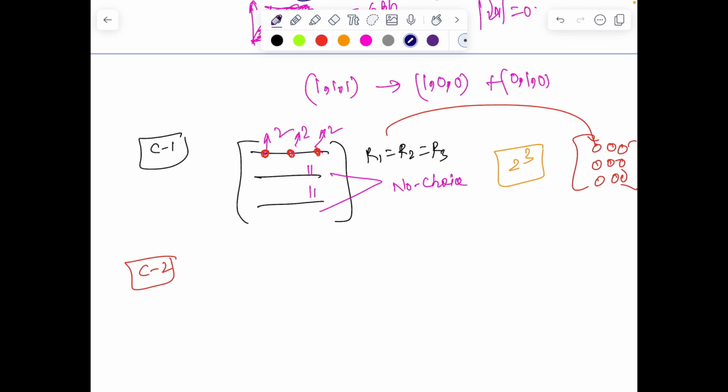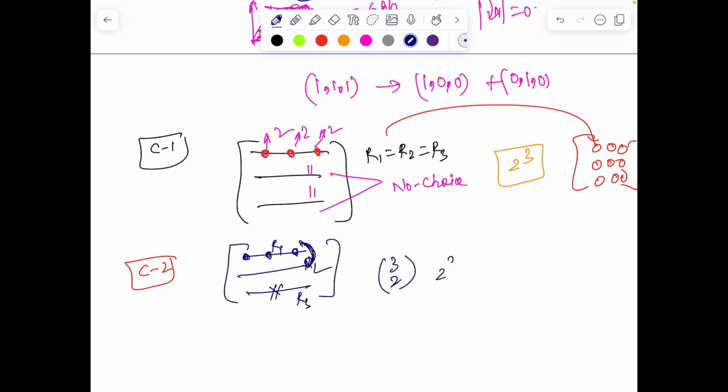Let's move to the second case, when two of them are equal. So let's say when row 1 and row 2 are equal and the third is not equal. Either of them. Under this condition, first I have to select which 2 are equal. So 3C2, whether R1 R2 or R2 R3 or R1 R3. Now once I have selected, let's say R1 R2 is equal. So how many choices are there for R1 and R2? Clearly we have 2 cube choices.